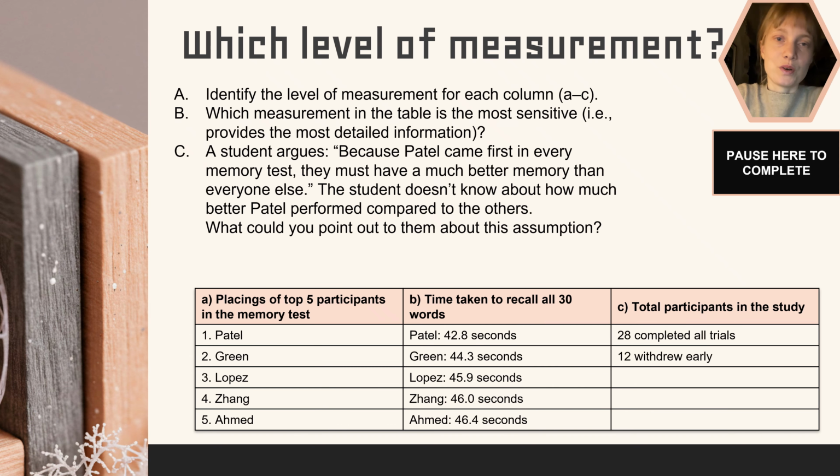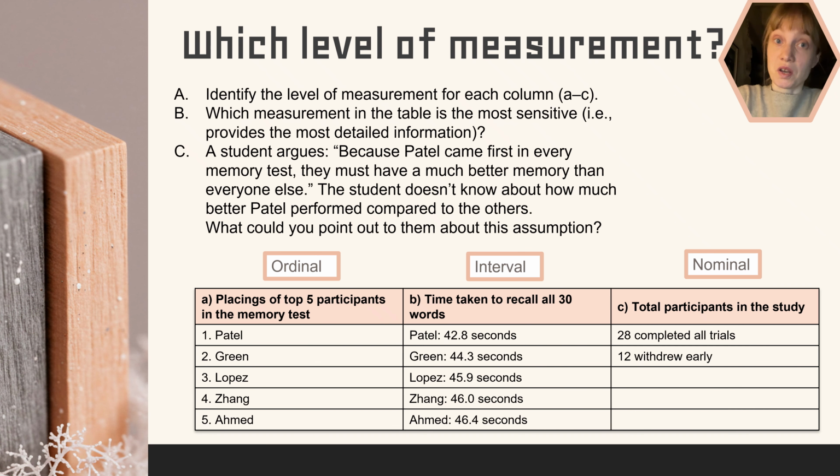Pause here again for a few minutes so you can have a look at the exercise and complete it yourself before I tell you the answers. The answers are as follows. So in column A, placings, we've got ordinal data. These are ranks. We know the order of performance, but not the exact difference between each person's memory ability. In column B, time taken, we've got interval data, so time is measured using equal objective units, seconds. And then in column C, we've got nominal data.